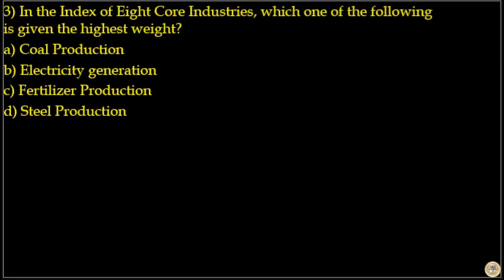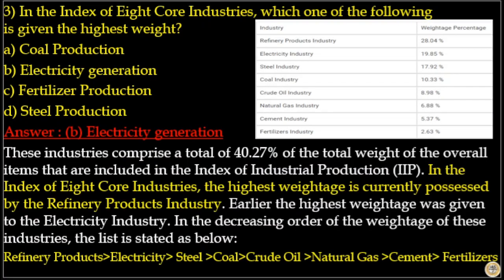Next is, in the index of 8 core industries, which one of the following is given the highest weightage? Options are coal production, electricity generation, fertilizer production, steel production. Here, answer to this question according to the options given is electricity generation. These industries comprise a total of 40.27% of the total weight of overall items that are included in the index of industrial production list. In the index of 8 core industries, the highest weightage is currently possessed by refinery products industry. Earlier, the highest weightage was given to electricity industry.